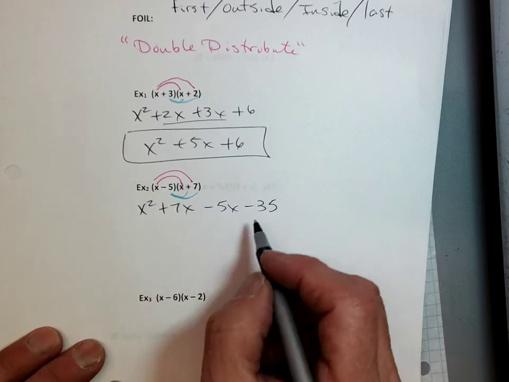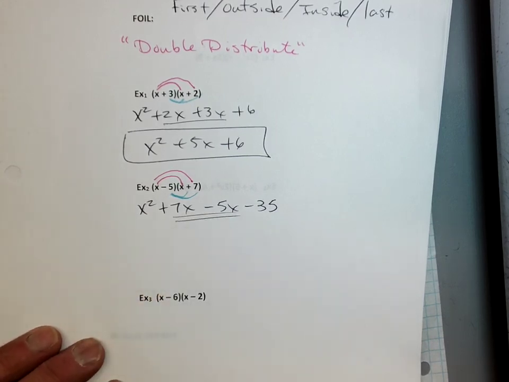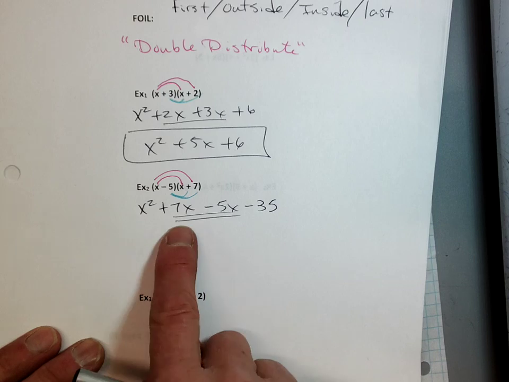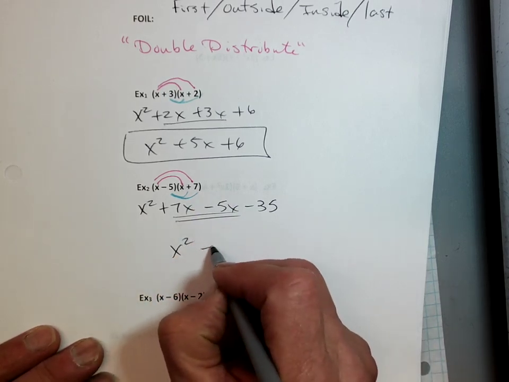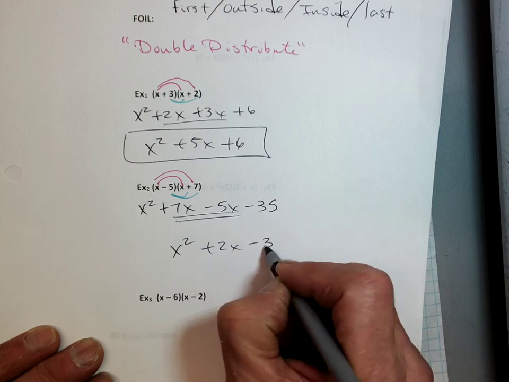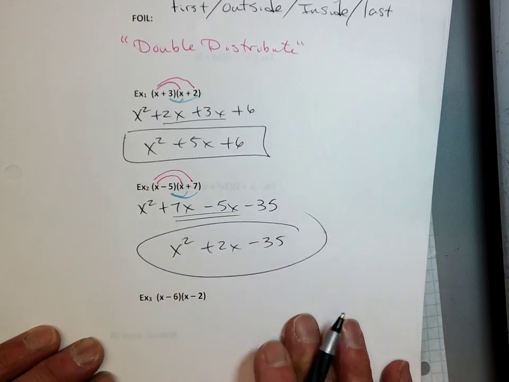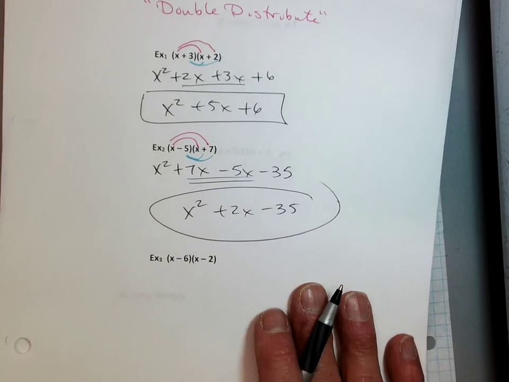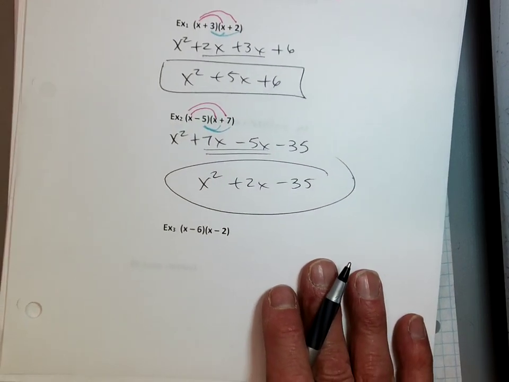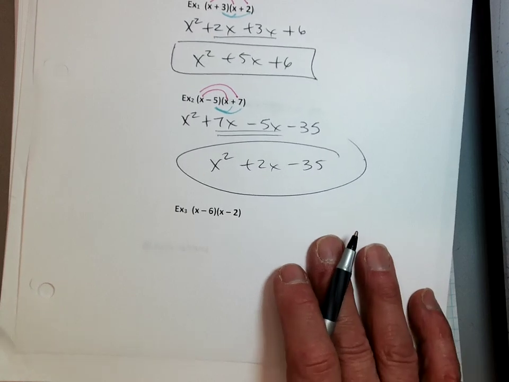We can combine the two middle terms, right? 7x minus 5x is a 2x, so I have an x squared plus a 2x minus a 35. Okay. Thumbs up. Am I going slowly enough? Okay, so tell me if I get going too fast, all right?